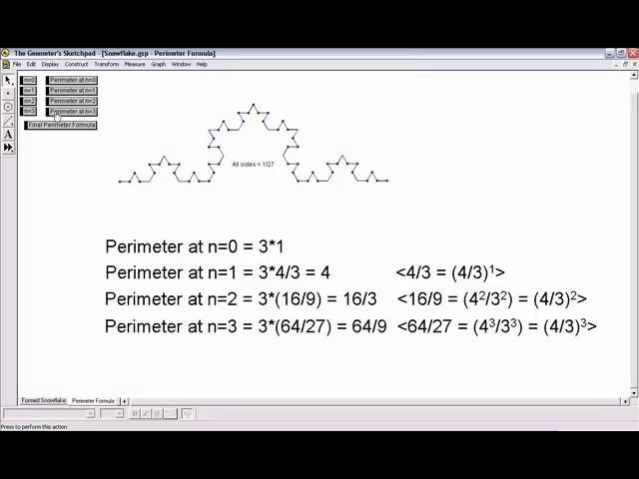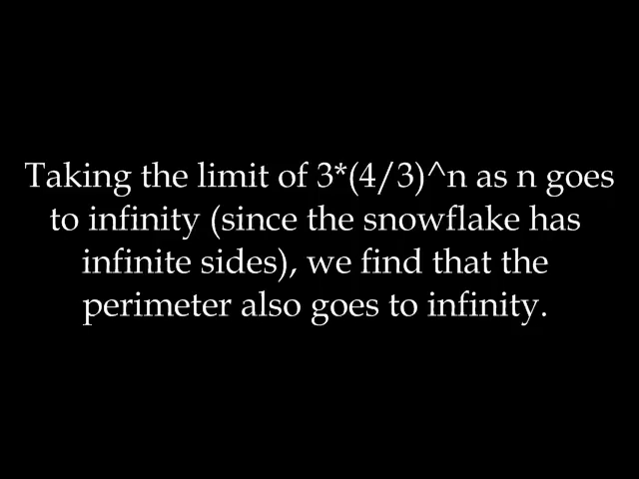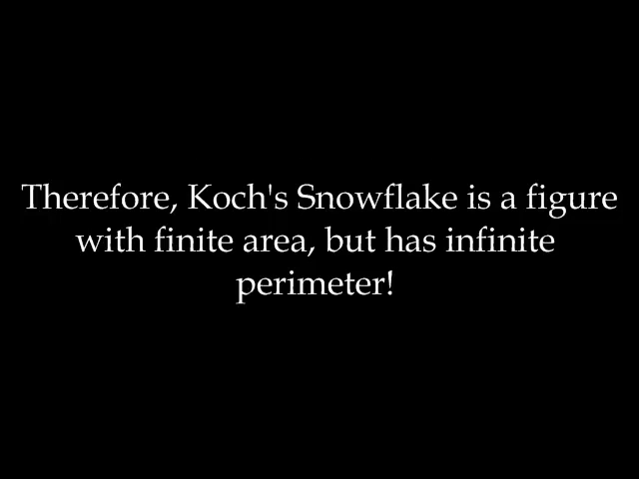Now if you look at the side lengths for each iteration, it is 4/3 the original side length raised to some exponent, and that exponent always is n. So we can assume that the general formula for perimeter of Koch's Snowflake is 3 times 4/3 s to the nth power, where s is the original. Taking the limit of 3 times 4/3 to the nth power as n goes to infinity, we find that the perimeter also goes to infinity. Therefore, Koch's Snowflake is a figure with finite area but infinite perimeter.